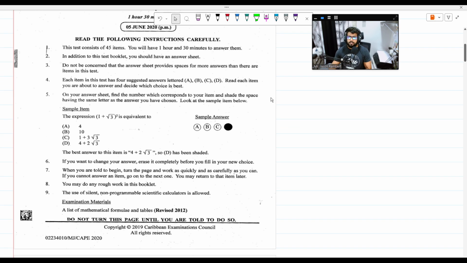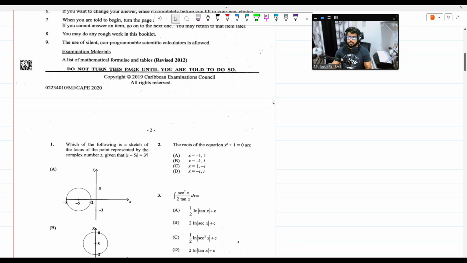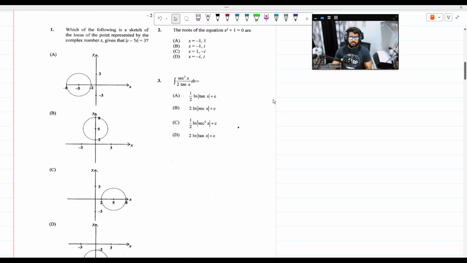2020, Pure Unit 2, Paper 1. Which of the following is a sketch of the locus of the point represented by the complex number z given by z? This is a repeat question, but as requested in previous years, we're going to go through the working for it. So modulus of z take away open bracket 0 plus 5i is equal to 3. The center is going to be (0, 5), and the radius is going to be 3. So the answer is going to be B.